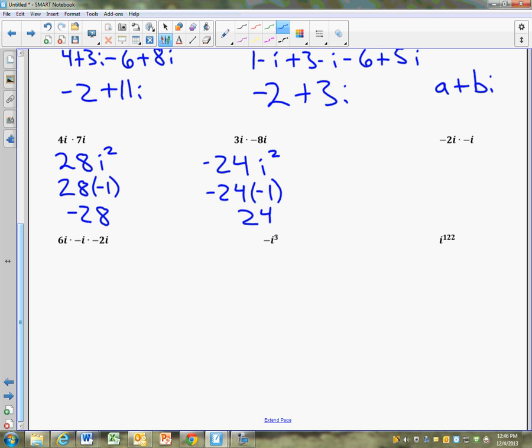Negative 2i times negative i. That would be a positive 2 times i squared. And what's positive 2 times i squared? Negative 2. So you can see I took a step out in that last one. That's fine.